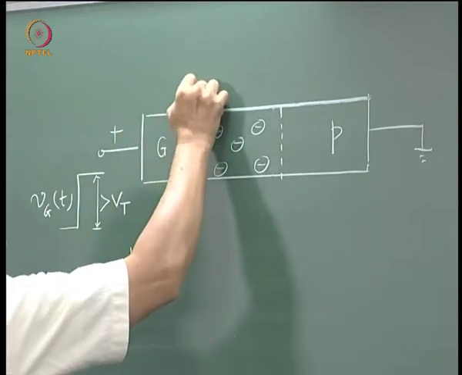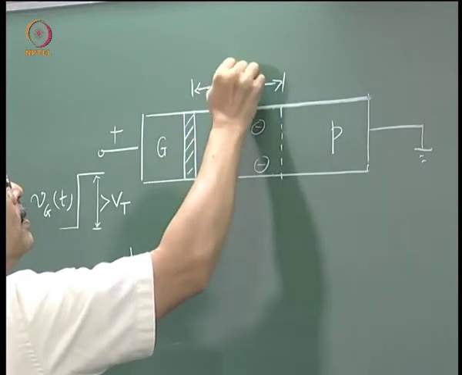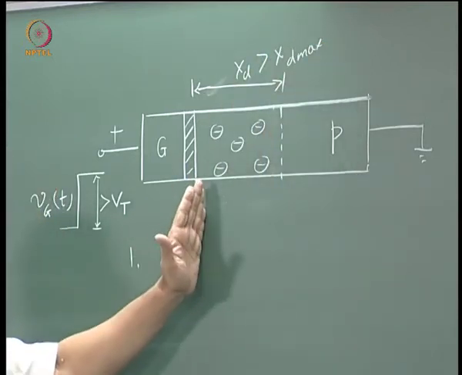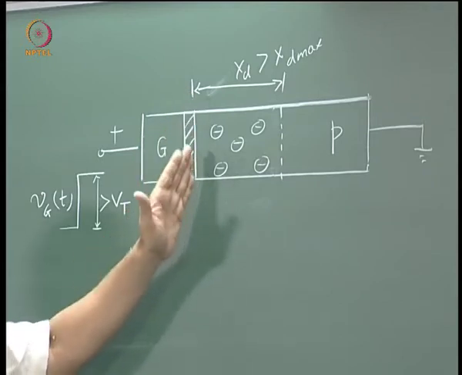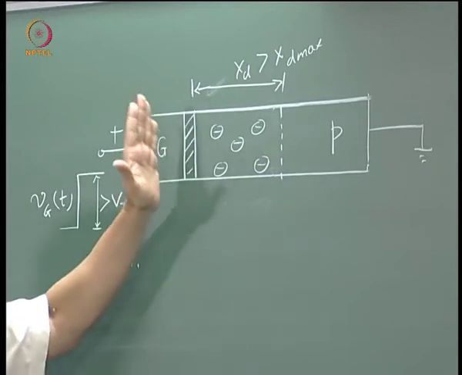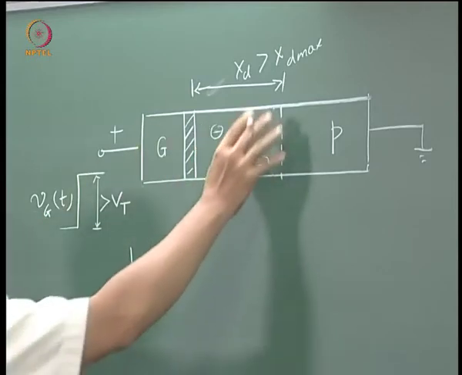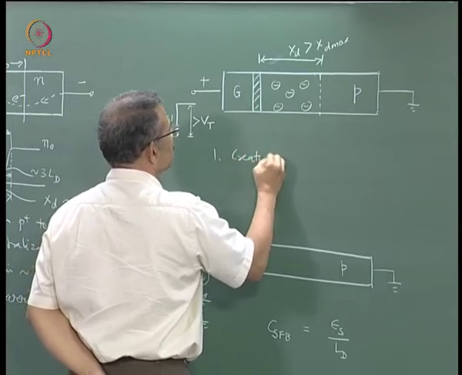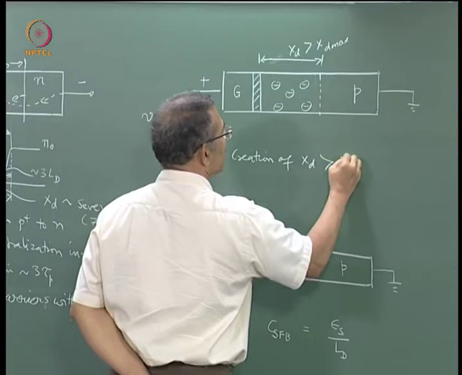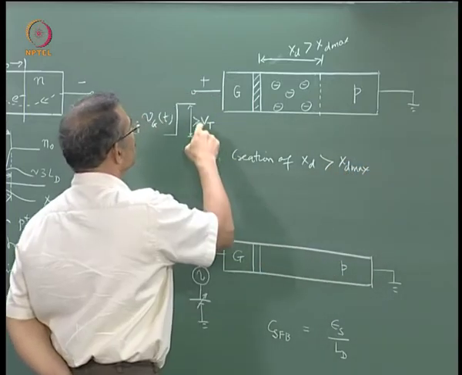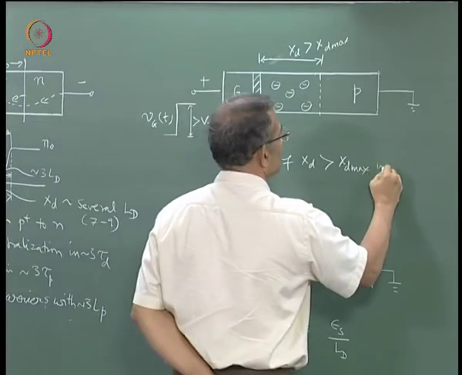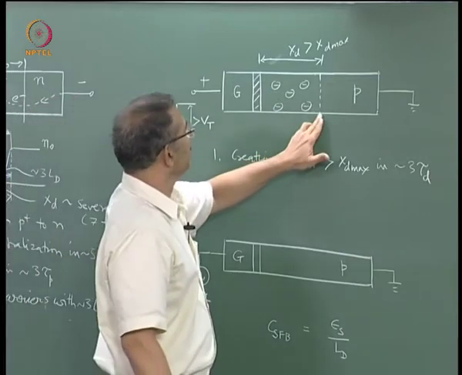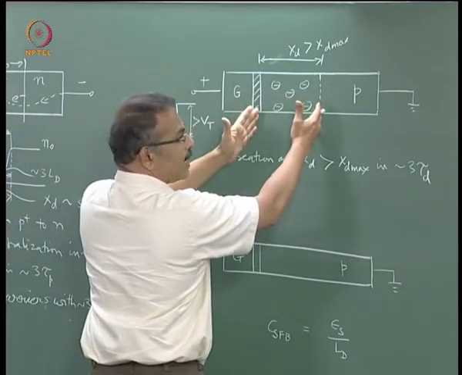The field that you have created needs a charge here to terminate. Now this XD will be more than the depletion width under inversion, under steady state conditions when inversion happens, because there is no inversion layer here. The entire electric field has to terminate on depletion charge. So this will happen in about 3 times the dielectric relaxation time. So creation of XD greater than XD max, because your gate voltage is more than Vt, takes about 3 times the dielectric relaxation time.